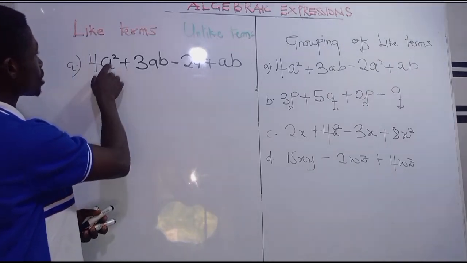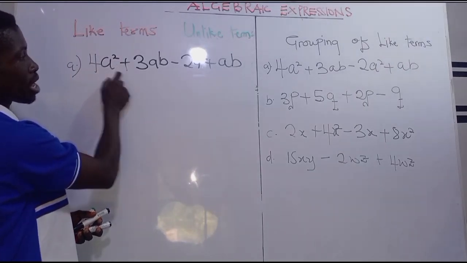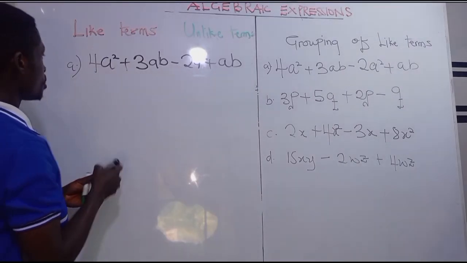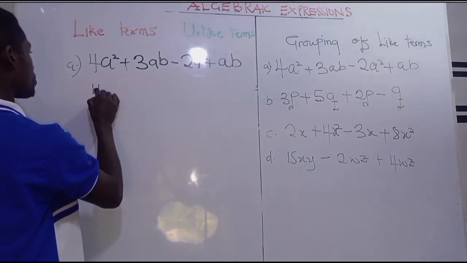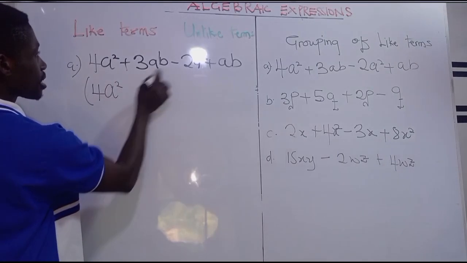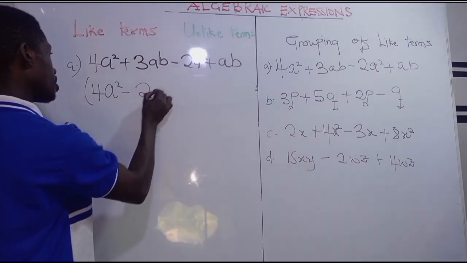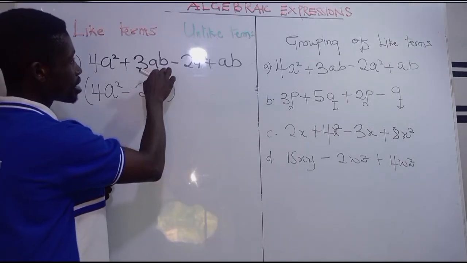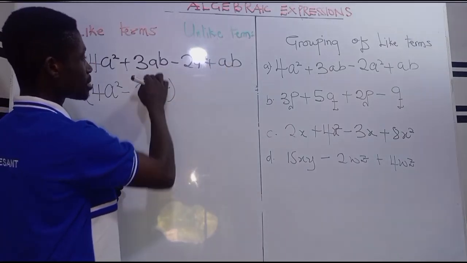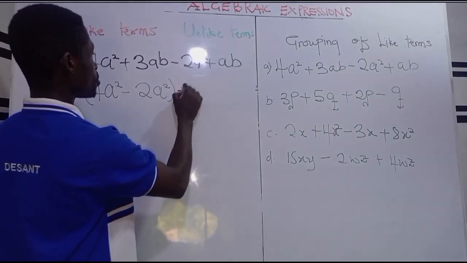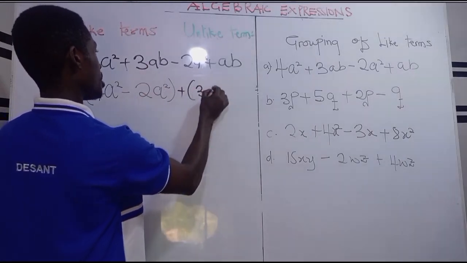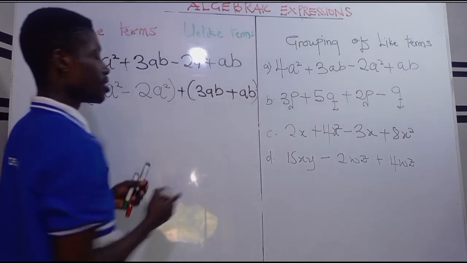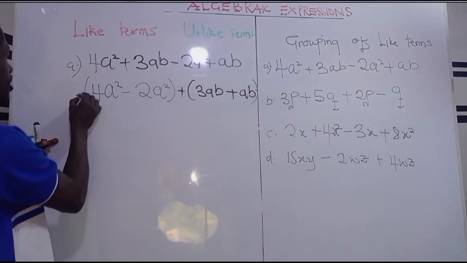So we have 4a squared. Do we have a squared somewhere? Yes, we have a squared here. So we can group this term and this term. So we have 4a squared and then we have minus 2a squared. Good. Now we also have ab and then ab. So these two terms are like terms. So we can group them together. We have 3ab and then plus what? ab. Good. Very, very easy and simple.